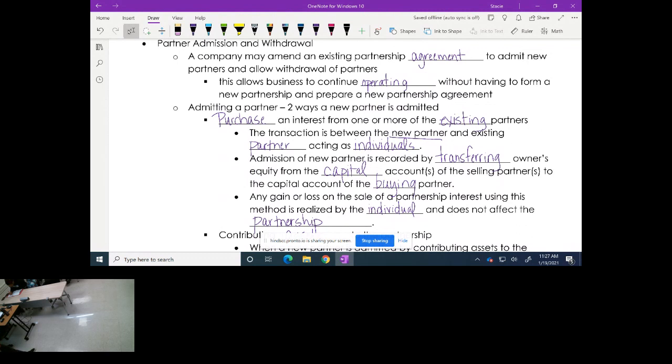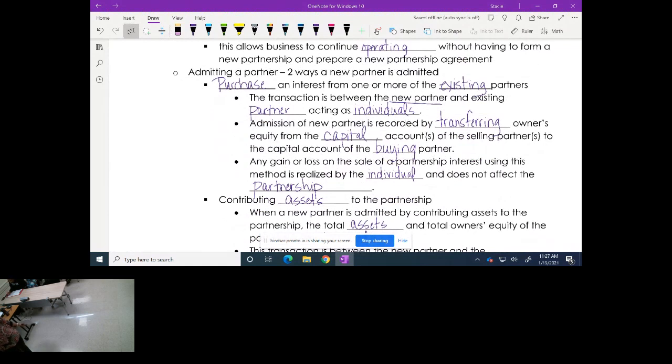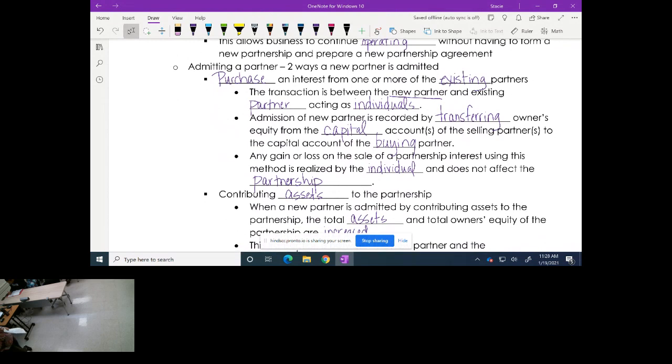All right, so there are 2 different ways that a partner can be admitted. And this is a new partner, they can either purchase the interest of one of the partners that's already there, or even a partial interest, or they can contribute some assets to the partnership. They can buy in. So if they purchase an interest from one or even more of the existing partners, that transaction is taking place between two individuals outside the partnership. So that money exchange or whatever's going on happens outside.